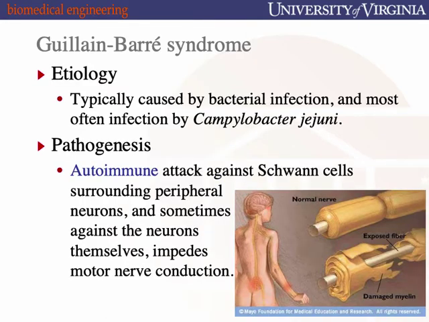All right. So it's a bacterial infection. It is most often this bacteria that I'd love to be able to pronounce. Campylobacter jejuni, C. jejuni is how it's usually said. But it can be any bacterial infection. What it's going to induce is an autoimmune attack against Schwann cells. We haven't talked about Schwann cells. Some of you guys are taking physiology, so hopefully maybe you know about this.